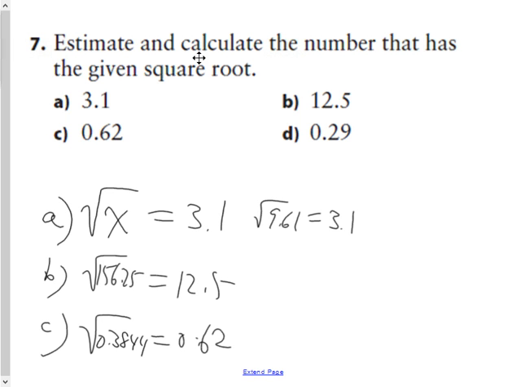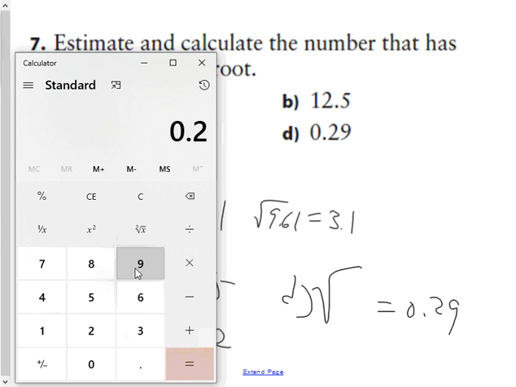And finally, D, the square root of what number is equal to 0.29? So 30% of 30 cents, it's going to be around 0.1, I would suspect. But we go 0.29, 29% of 29 cents, is 0.0841.